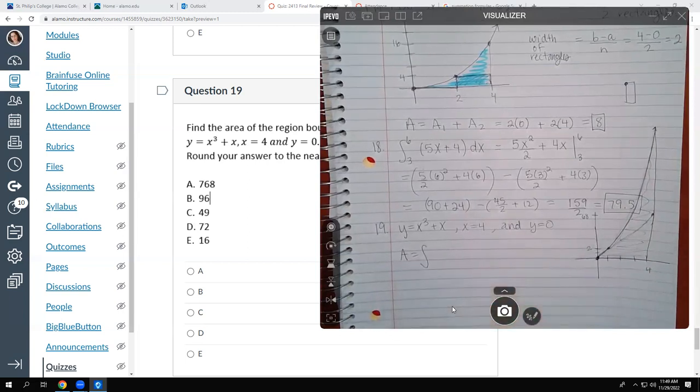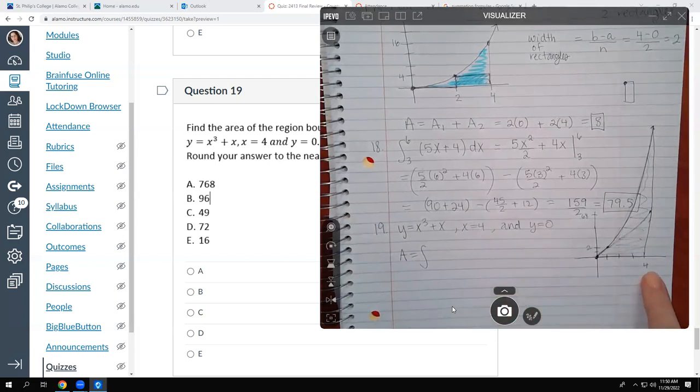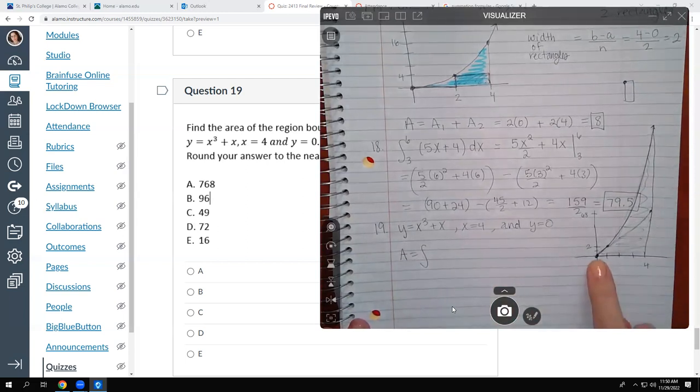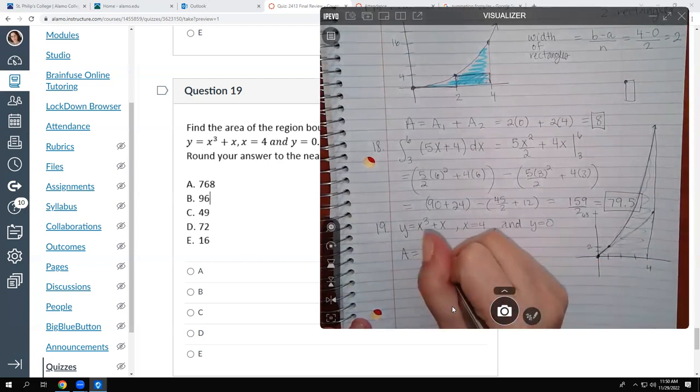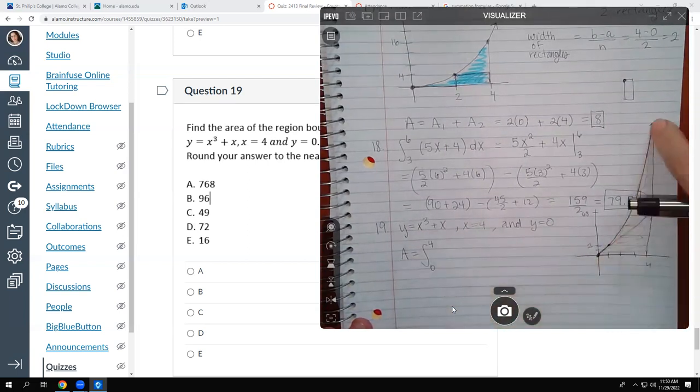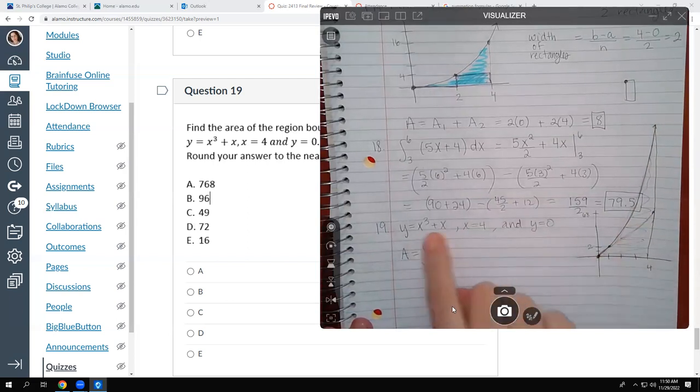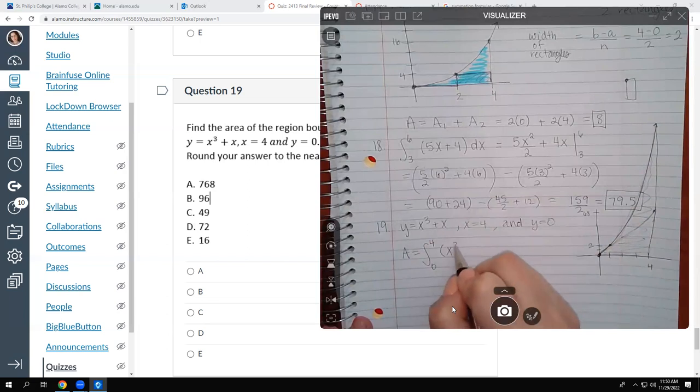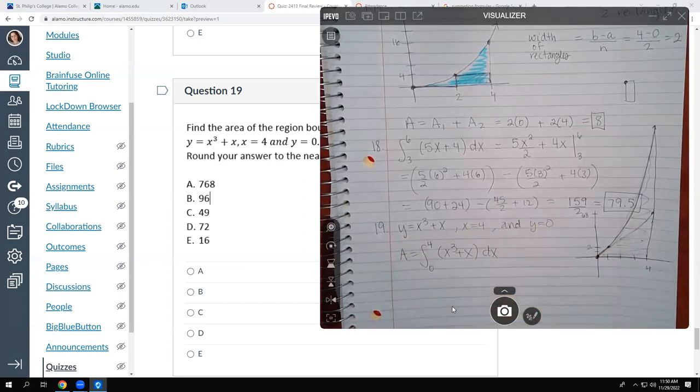So when you set up your integral, your x values are going from what to what? What's this x value? And then to 4. And then what is this? Isn't that the function, this function, right? So I'm just going to integrate that function from 0 to 4. So some people could have gone from that to this. And that's okay, you don't have to draw the picture.